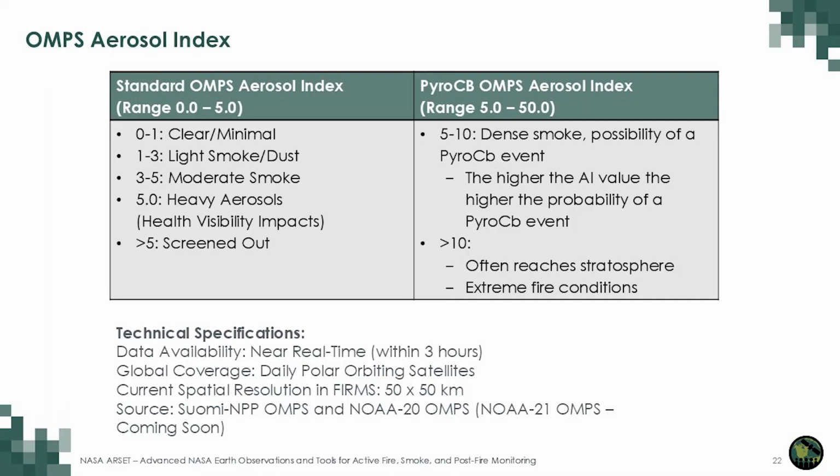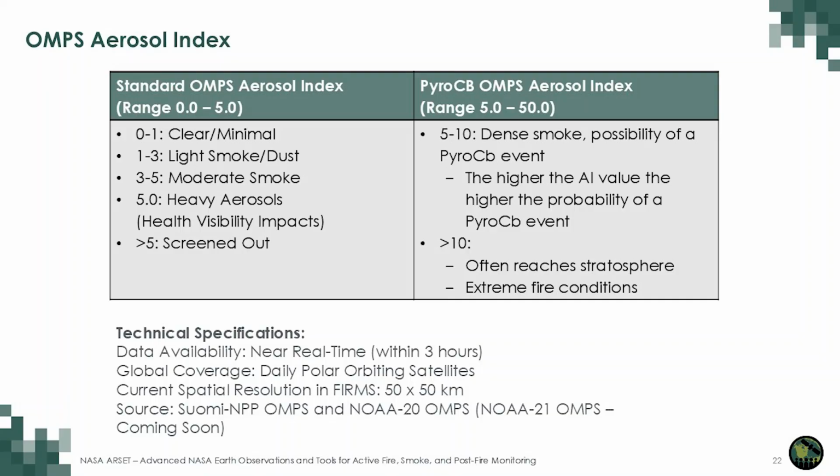I should point out that there's a bit of variation between the OMPS aerosol index products between Suomi NPP and NOAA-20. This should be rectified in the future, but for now, values above 7 from Suomi NPP and values above 10 from NOAA-20 suggest a likely pyroCb event. And values from 20 to 50 indicate extreme pyroCb events where smoke has likely been injected into the stratosphere.